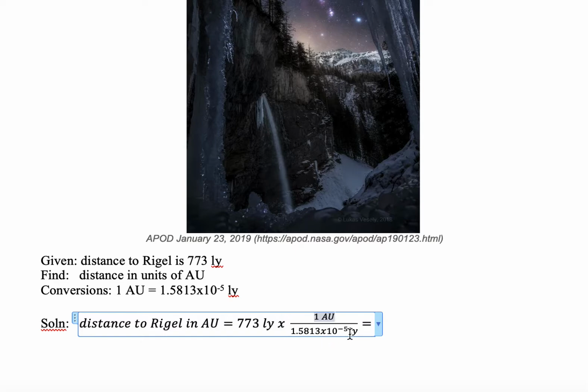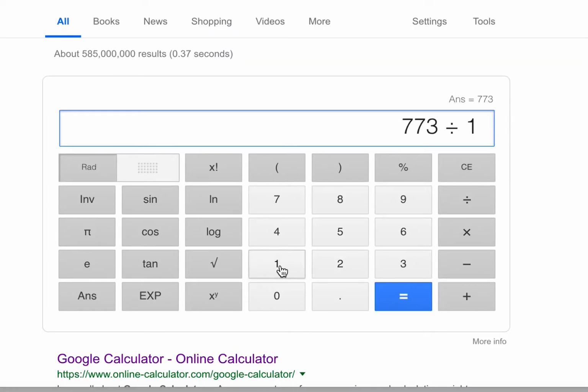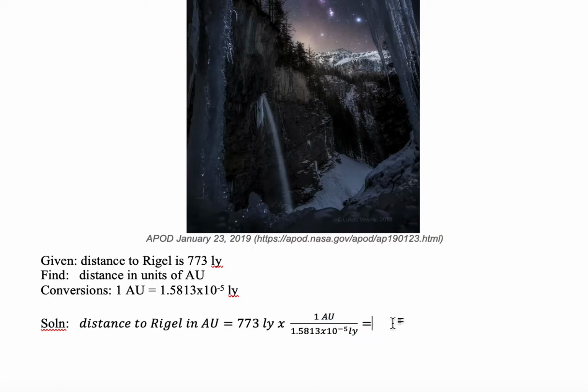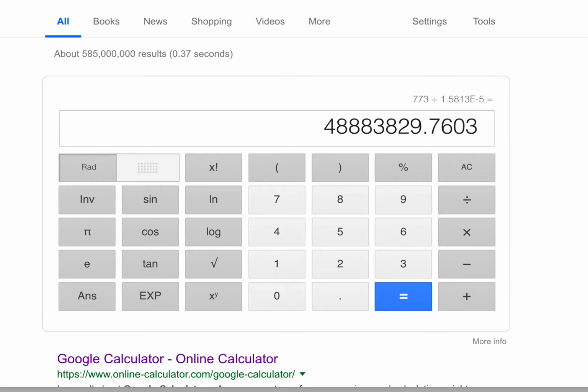So how are we going to do this? We need to get rid of this times button and replace it with the EE. So we're going to divide by 1.5813, and instead of the times, we're going to put the EXP key there, and it's minus 5. So we put the minus symbol and the 5, and then we hit equal. And now we get this very, very large number up here, 4883829. So let's go ahead and put that in.